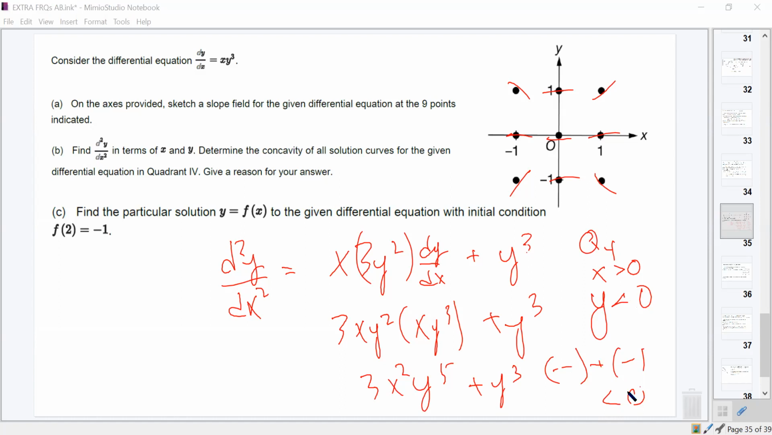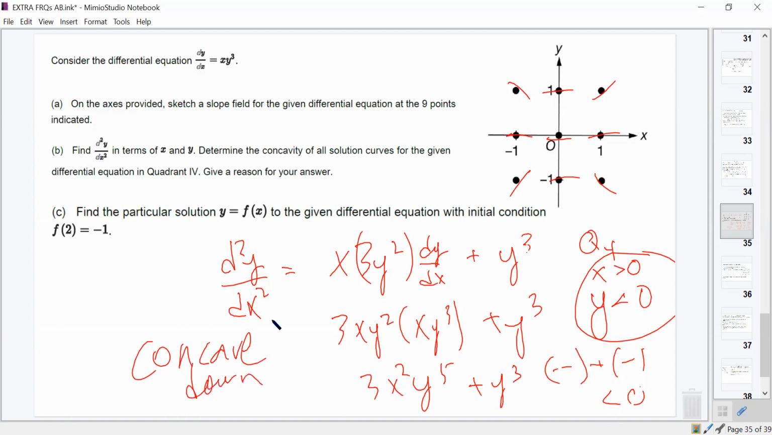So that's telling us that since the second derivative is always negative based on those x and y values, this thing is always concave down in the fourth quadrant. And this would be enough. You would say that in the fourth quadrant, you show your second derivative. You'd say x is greater than 0, y is less than 0. So the second derivative is less than 0. And that'd be enough justification. Good or no?